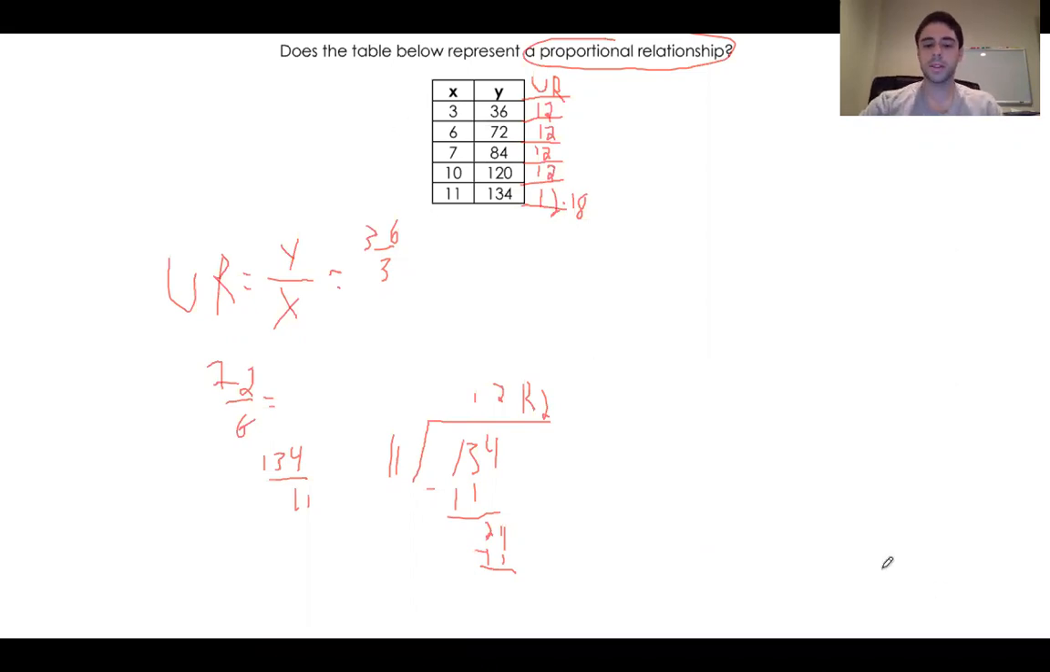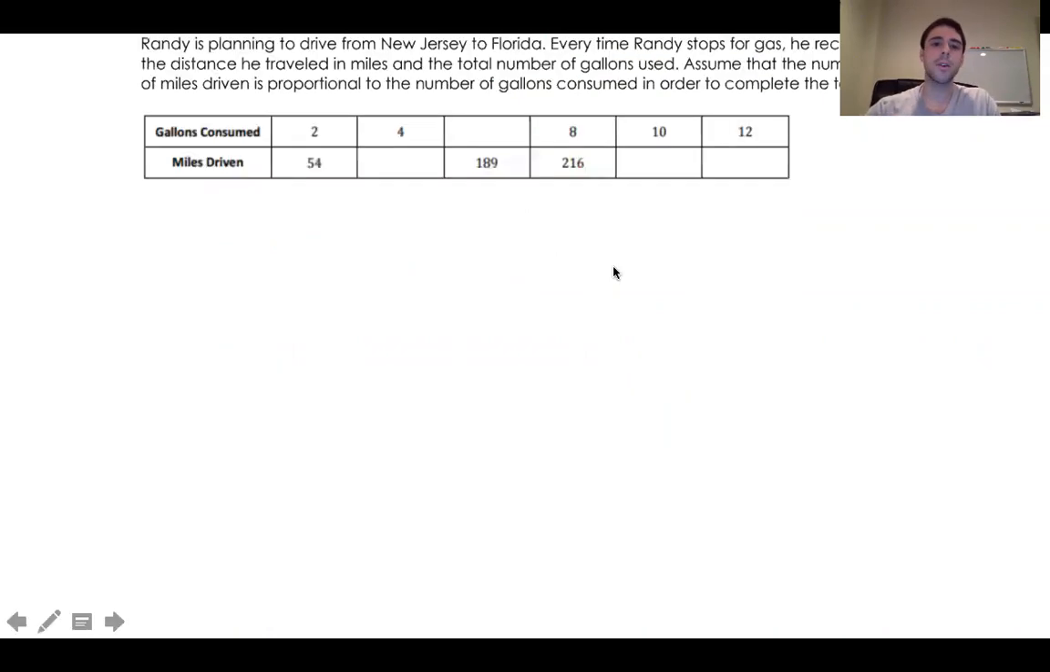Awesome. Any questions about this? The big thing here is to take our time, make sure we are finding our unit rate accurately and not just assuming that they're all going to be the same. All these questions are designed to trick you, so you want to make sure you're taking your time and going through it slowly. Any questions here? All right, not seeing any questions, so let's move on to our next question.